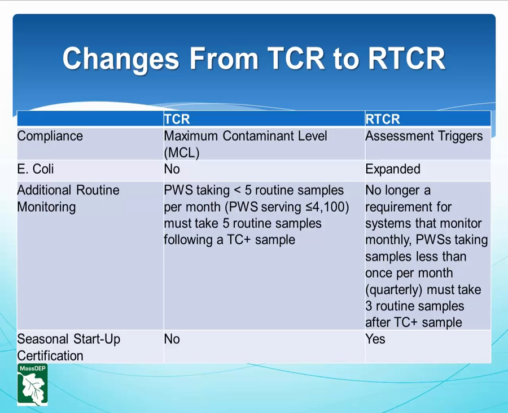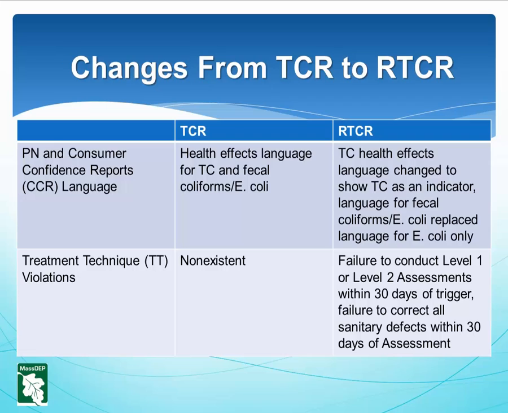Some key changes from TCR to RTCR include compliance for total coliform changes from maximum contaminant level to assessment triggers, expansion of the E. coli MCL, changes to additional routine monitoring, and the requirement of seasonal startup certification. There have also been some changes in regards to the mandatory language for public notification, PN, and Consumer Confidence Report, CCR. In the RTCR, total coliform, TC, health effects language have changed to show TC as an indicator of the possible presence of contamination. Language for fecal coliforms, E. coli, has been replaced with language for E. coli only.